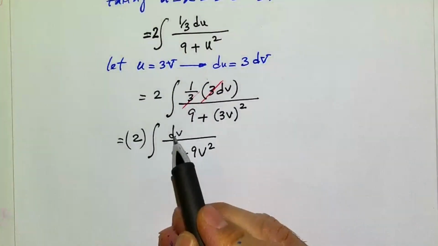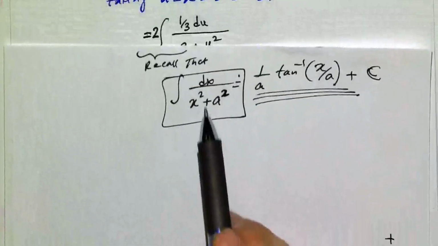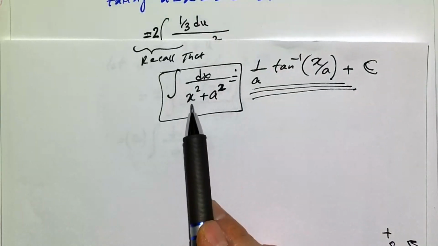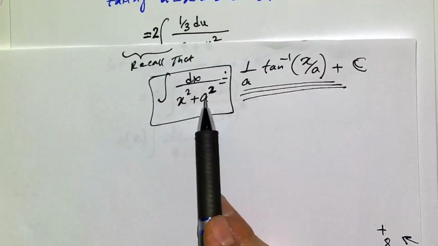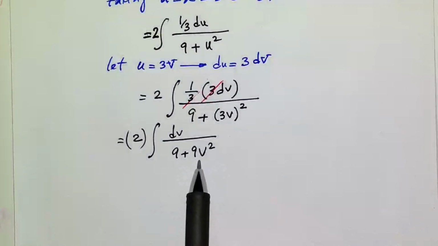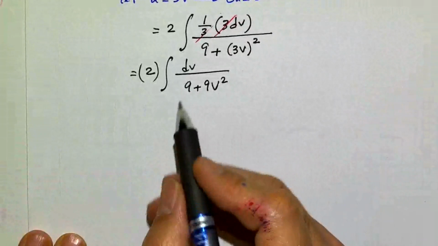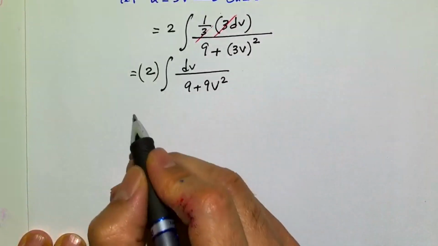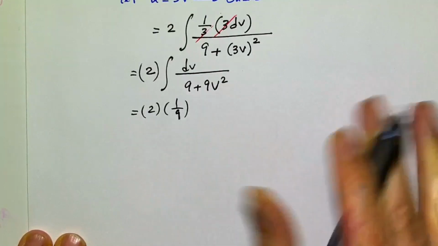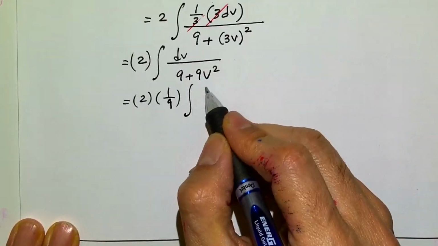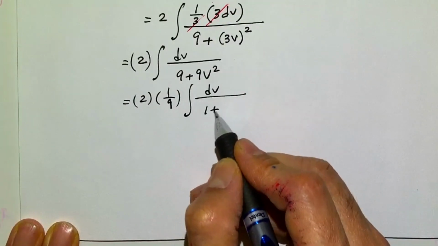So now we almost got it, right? With dv, nothing in the numerator, the denominator has to be 2 perfect squares added to each other. We're actually there, but we can factor out 9. So we can say 2 times 1 over 9, and then dv divided by 1 plus v squared.